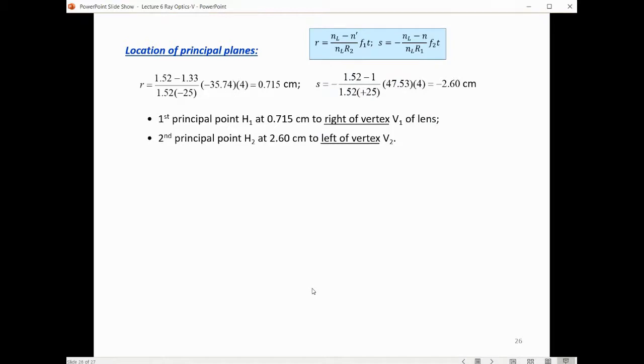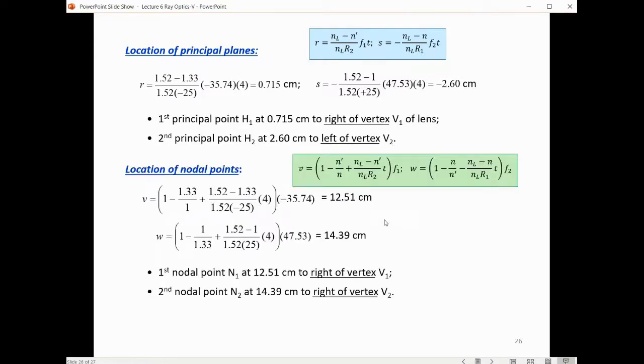So next we need to find the location of the principal planes, whereby it is given by R as 0.715 cm, S as negative 2.60 cm, which means that the first principal point is at 0.715 cm to the right of the vertex 1, that is the first surface of the lens, whereas principal point 2 is at 2.6 cm to the left of the second surface of that thick lens.